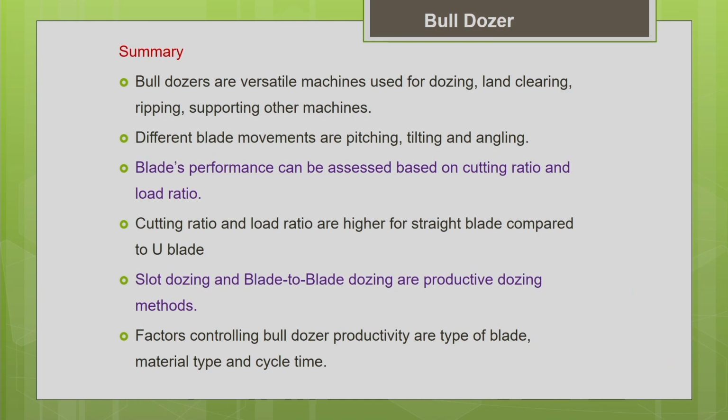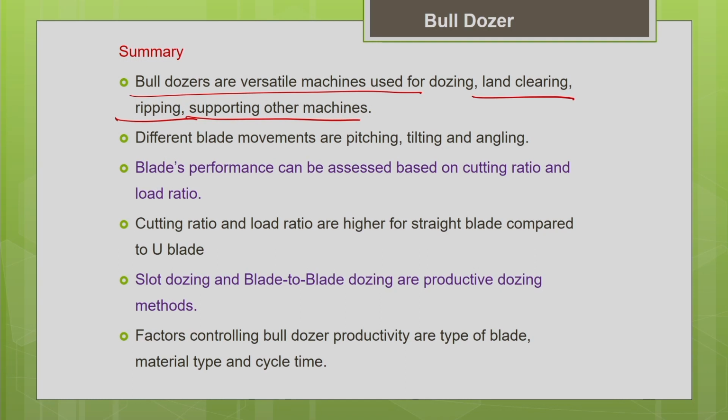So now we have come to the end of the lecture on bulldozer. Let me summarize what we have discussed so far. As you know, bulldozers are versatile machines because they are used for different applications. Not only for earth moving operations, we can also use it for cutting trees, ripping rocks, and assisting other machines. It is used for n number of applications. That is why we call it a versatile machine.